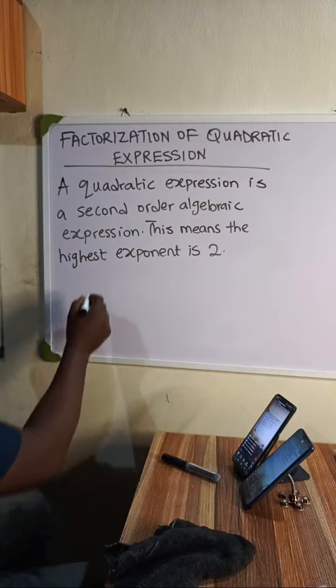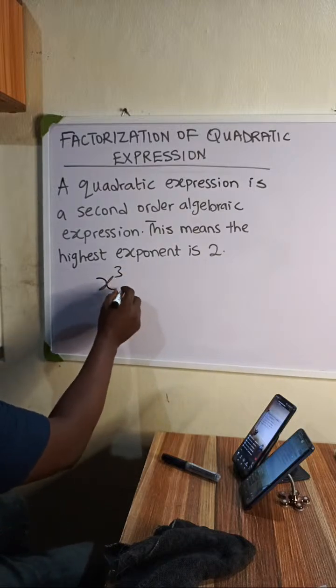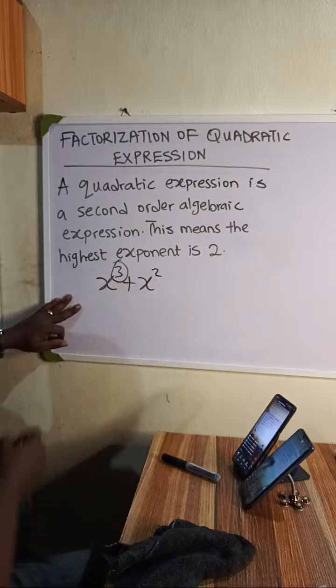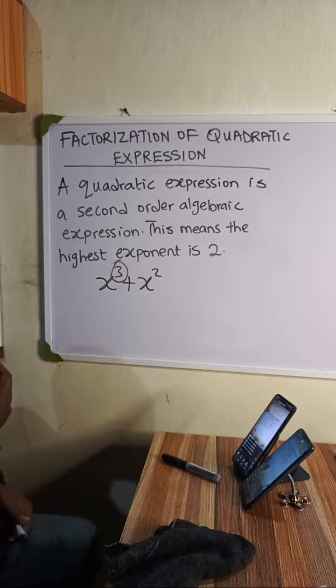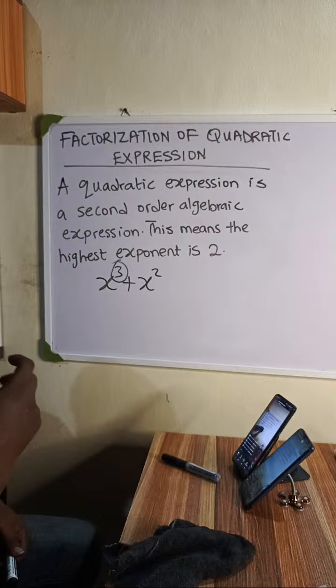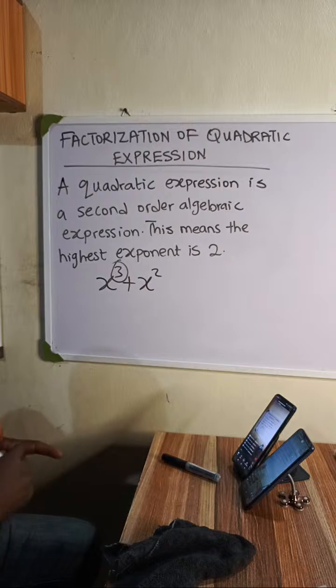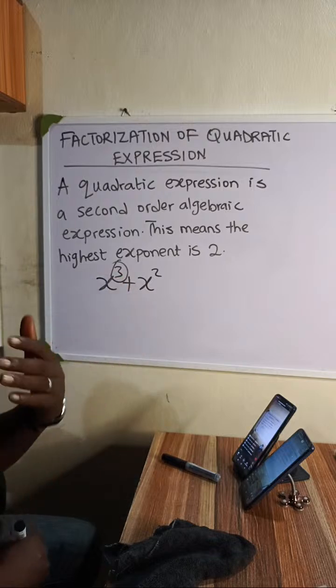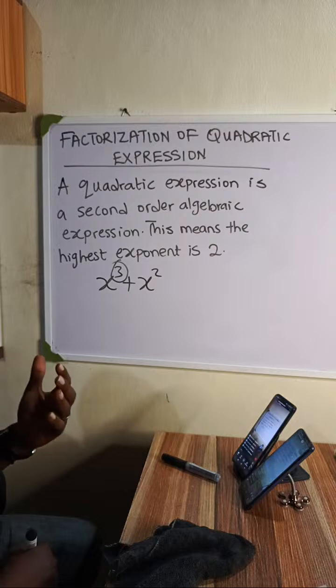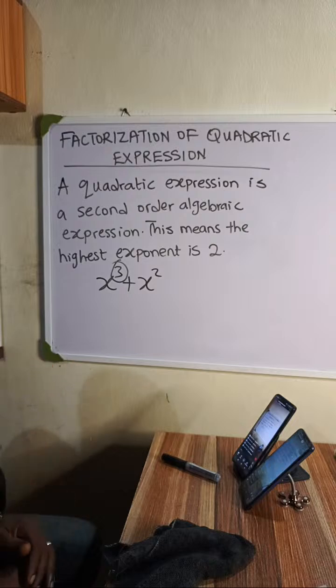So if I have something like x to the power of 3 plus x to the power of 2, once there's x to the power of 3, this is not a quadratic expression, because for a quadratic expression, the highest exponent or the highest power must be 2. Also, if the power is less than 2, it is not a quadratic expression.